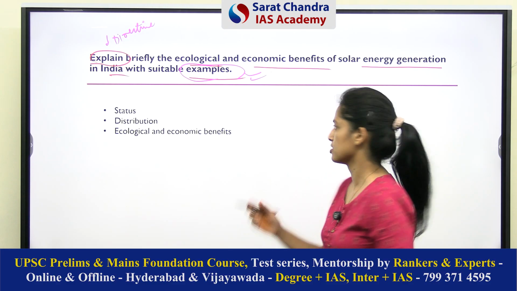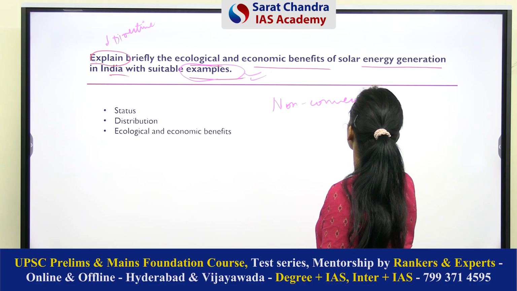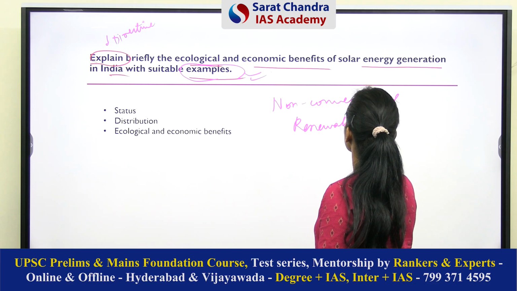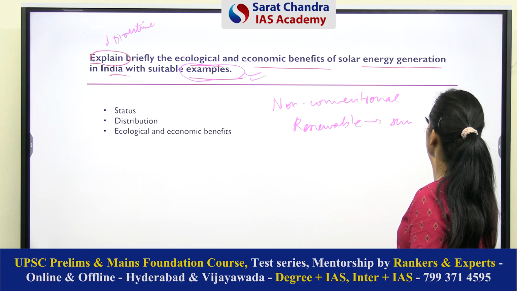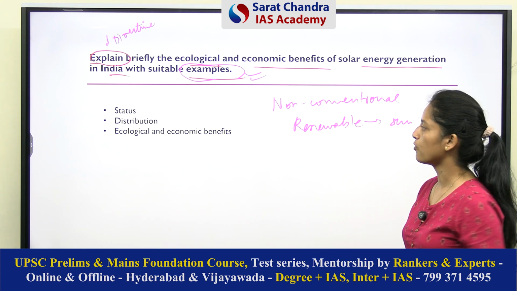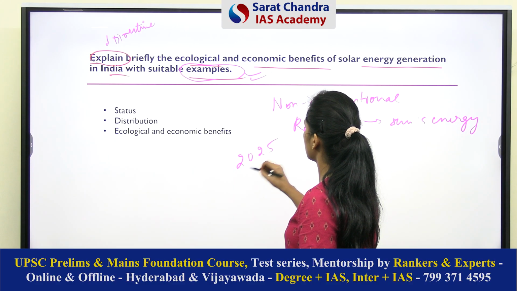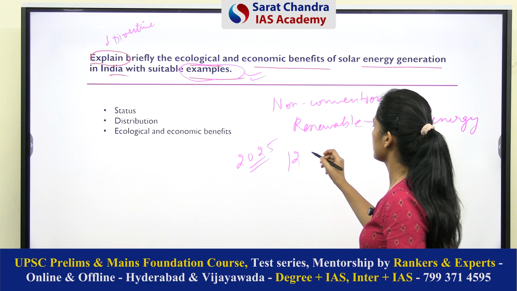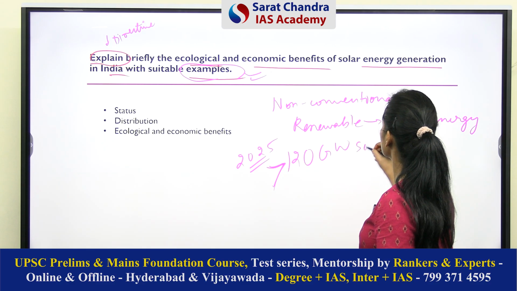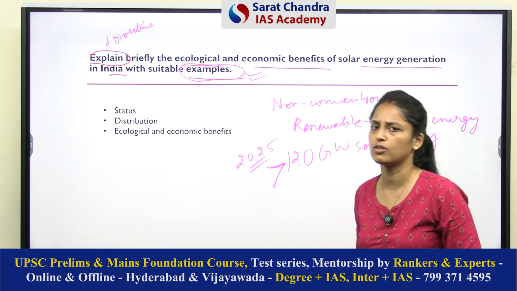So basically, what is solar energy? Solar energy is a non-conventional form of energy. It is renewable energy which is obtained by tapping the energy of the sun. Okay, so this is solar energy. Now, what is the status of solar energy? So, as of 2025, India has more than 120 gigawatt of solar energy. Okay, so these are the factual things.